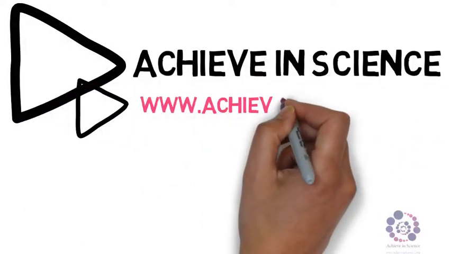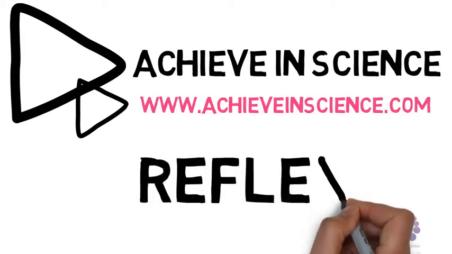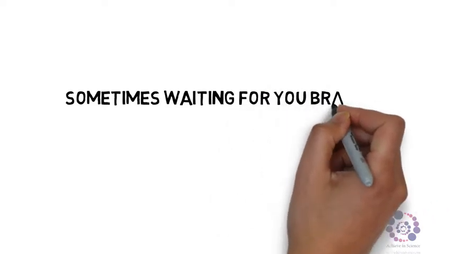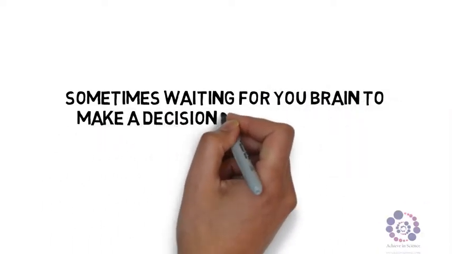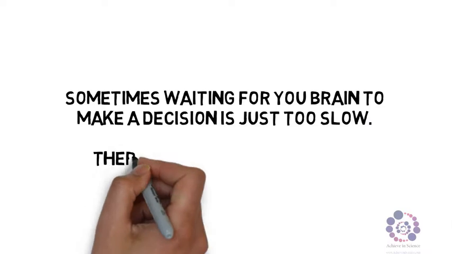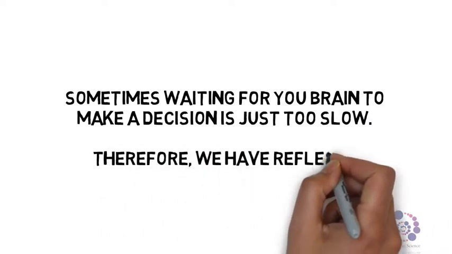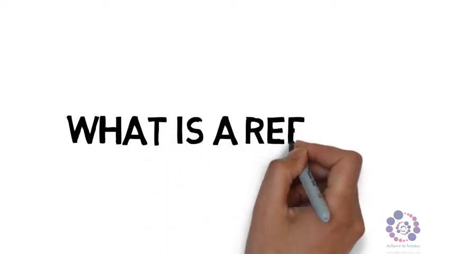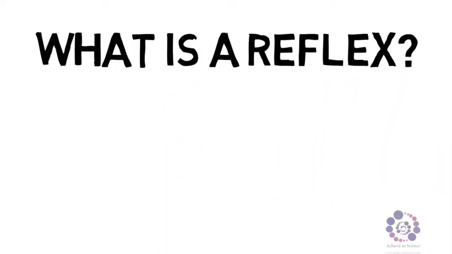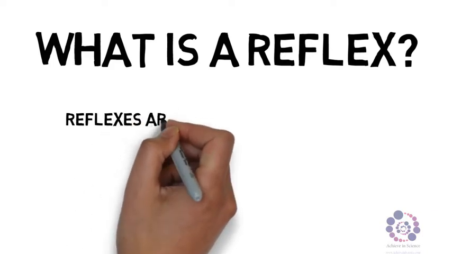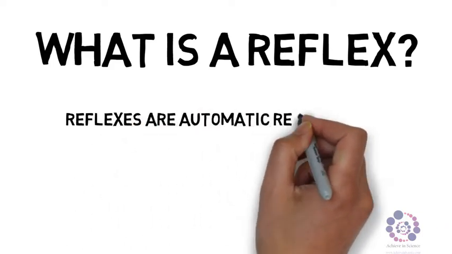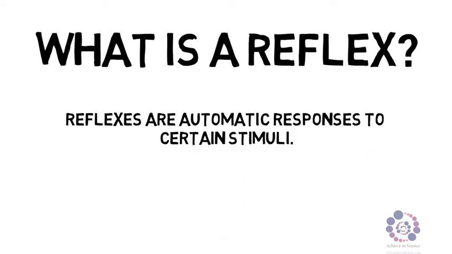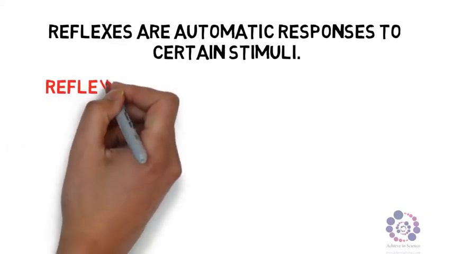This video is going to cover reflex. So sometimes waiting for your brain to make a decision is just too slow. Therefore, what we need to have in place are reflexes. Now reflexes, they're automatic responses. And they're automatic responses to certain stimuli, ones potentially that can cause you harm. Therefore, reflexes are there to reduce the chances of injury and damage.